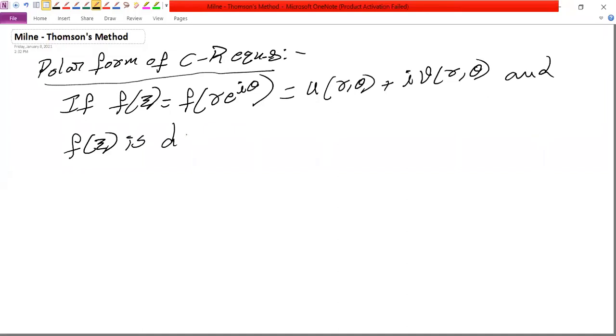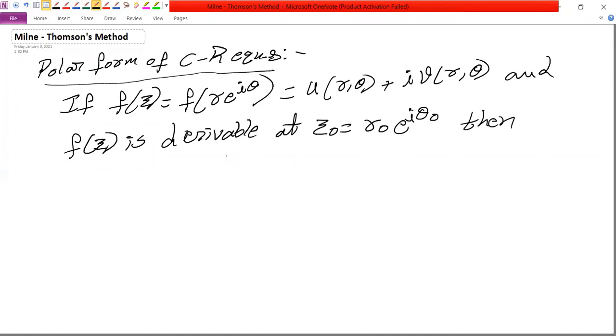at z naught equals r naught into e power i theta naught. Then the CR equations in polar form are: dou u by dou r equals 1 by r into dou v by dou theta.